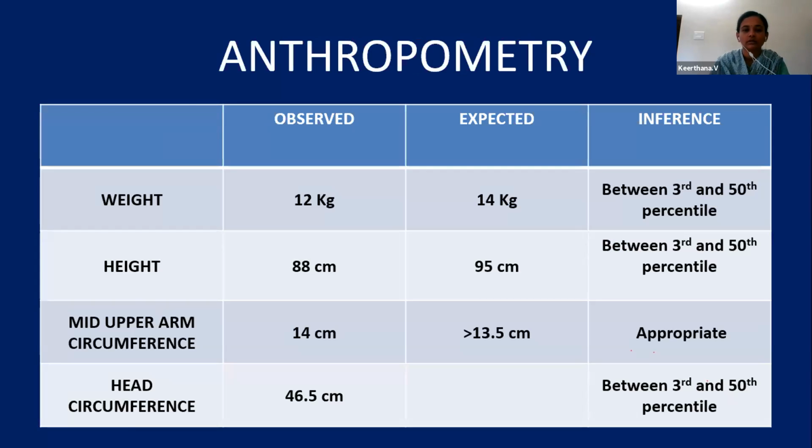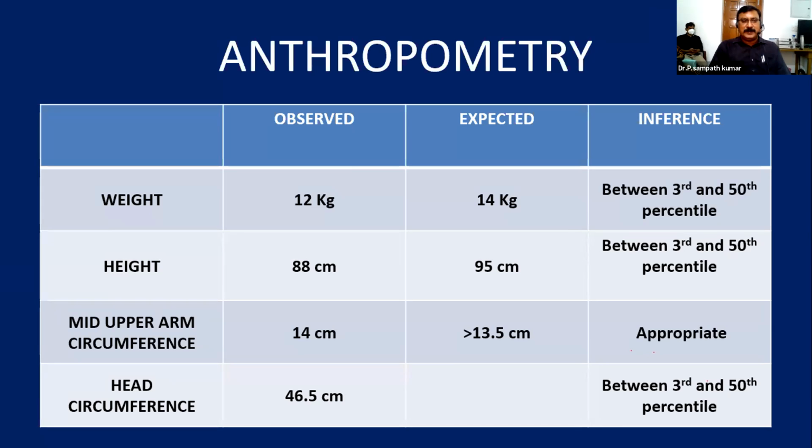Anthropometry. The observed weight is 12 kg and the expected is 14 kg. It lies between 3rd and 50th percentile, and the height observed is 88 centimeter as against the expected height of 95 centimeter and lies between 3rd and 50th percentile. The mid upper arm circumference is 14 centimeter and the expected is more than 13.5 centimeter and it is appropriate. The head circumference is 46.5 centimeter. It lies between 3rd and 50th percentile.